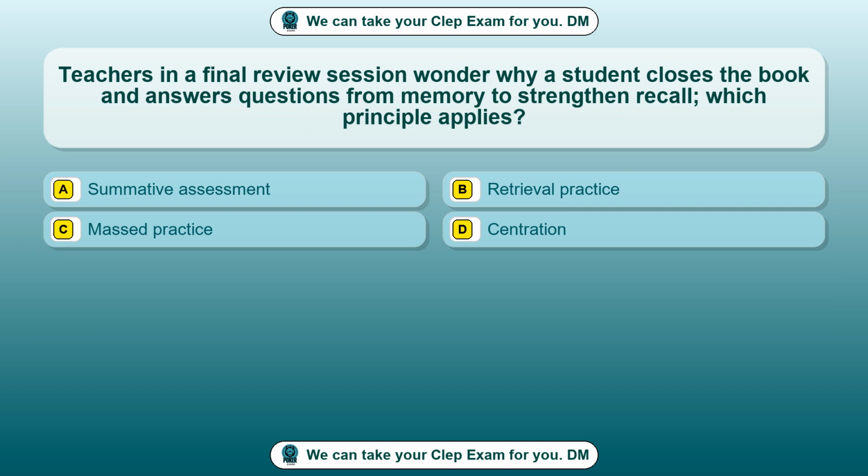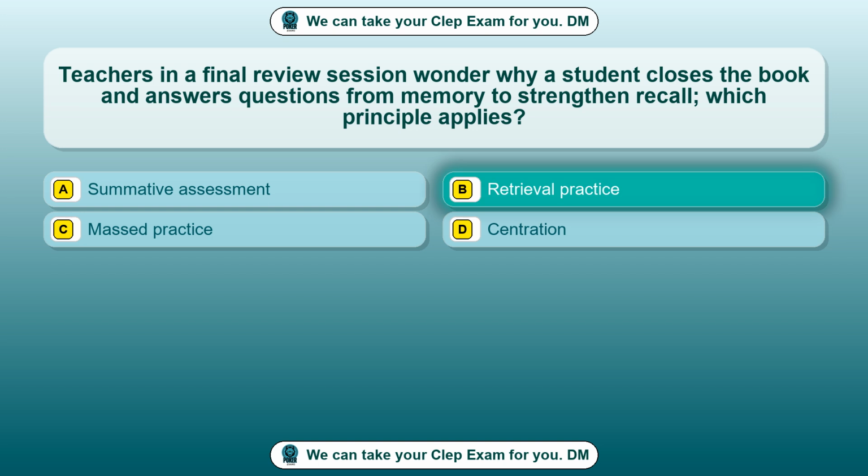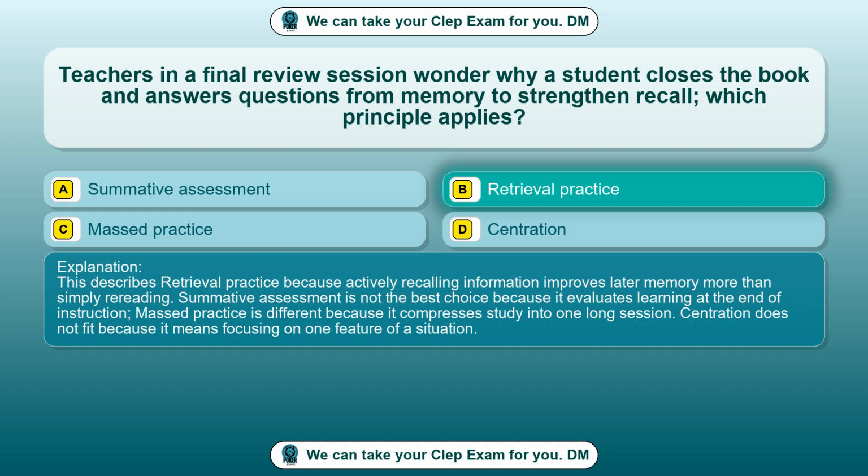Question 37. Teachers in a final review session wonder why a student closes the book and answers questions from memory to strengthen recall. Which principle applies? Option A, summative assessment. Option B, retrieval practice. Option C, massed practice. Option D, centration. The correct answer is option B, retrieval practice. This describes retrieval practice because actively recalling information improves later memory more than simply rereading.